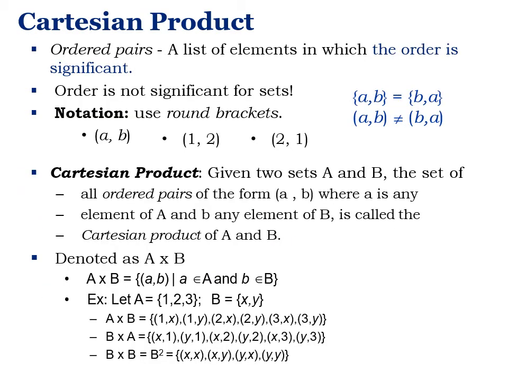Next one, we have the Cartesian product. An ordered pair is a list of elements in which the order is significant.